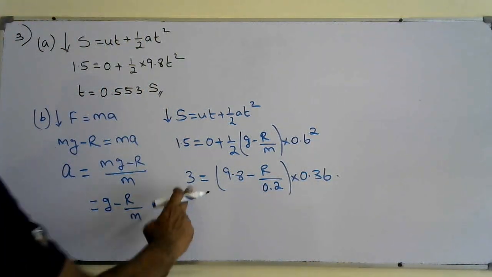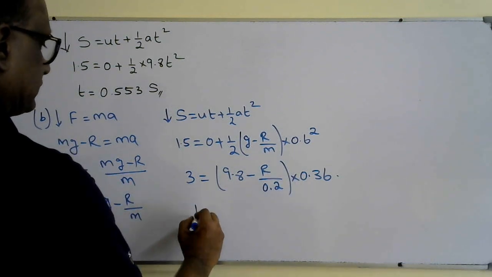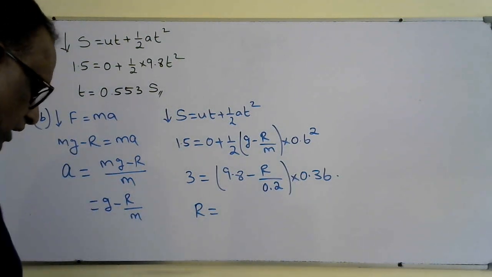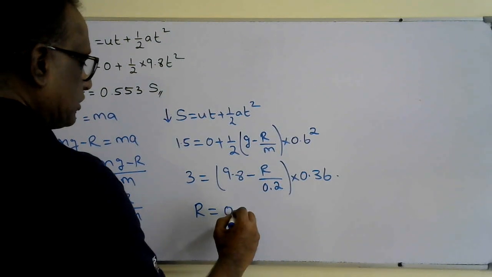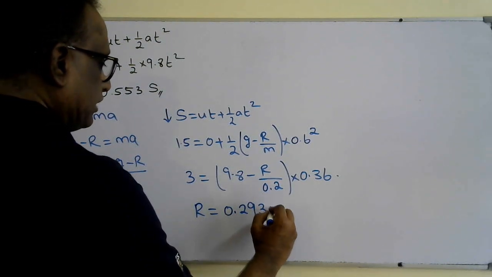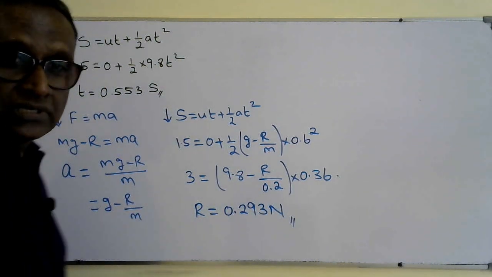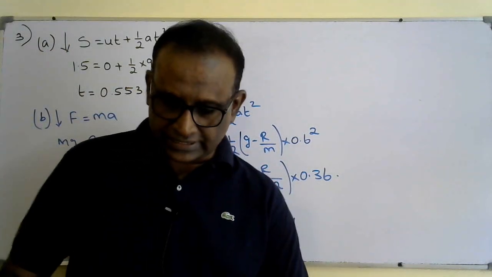You know how to solve it. Divide 3 by this and make r the subject. You know the solution is not an issue. So when you solve, you will get r equal to 0.293 newtons. That's the resistive force, or drag force, which is constant.